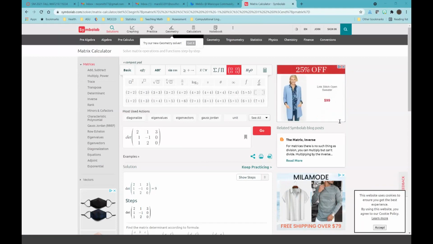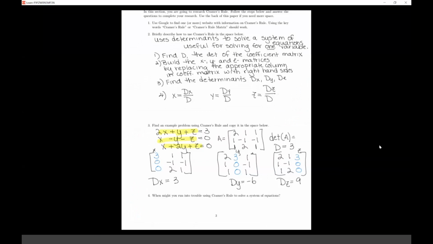Any questions on that? Okay. All righty, so back to my notes. I've copied the determinants down.